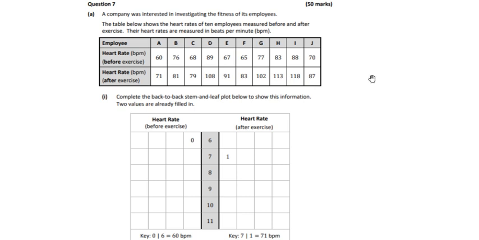Hi folks, this is question 7. It's a stem and leaf plot. It's a back-to-back stem and leaf plot. So we just need to stick in the numbers.